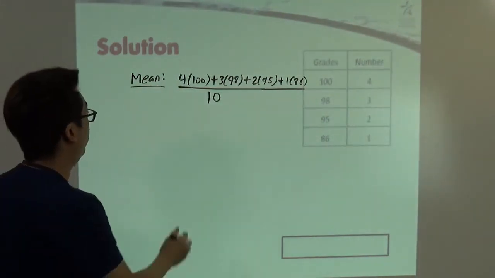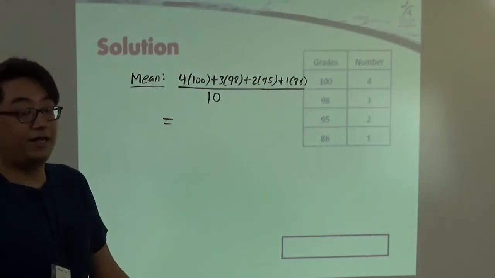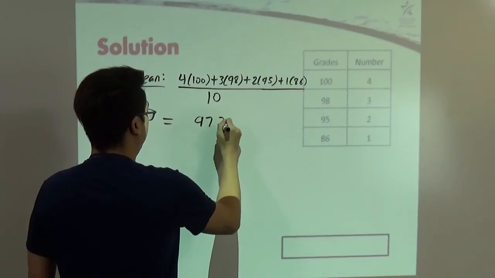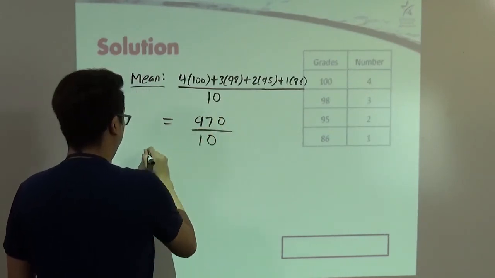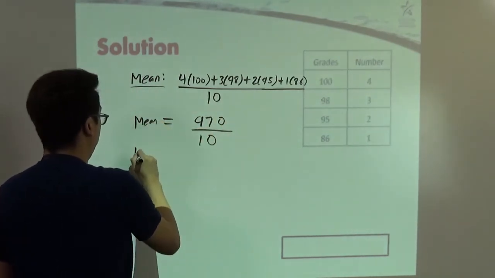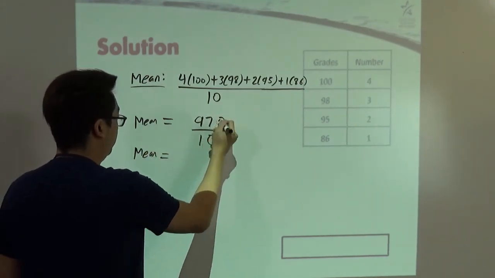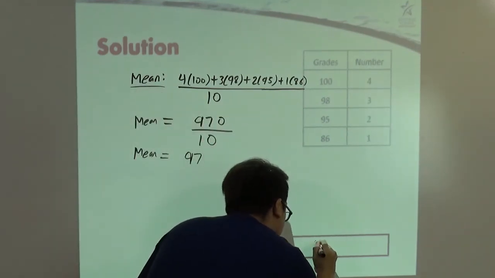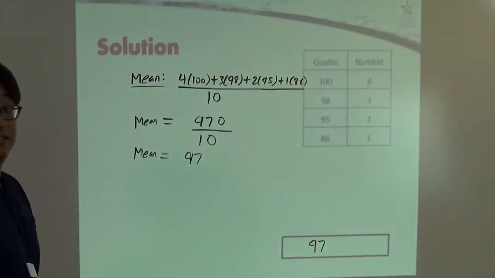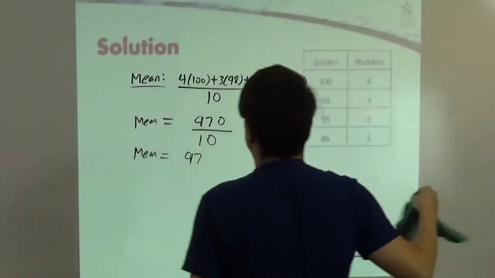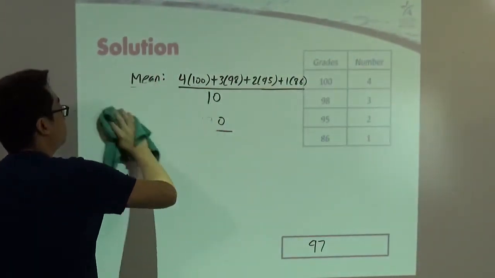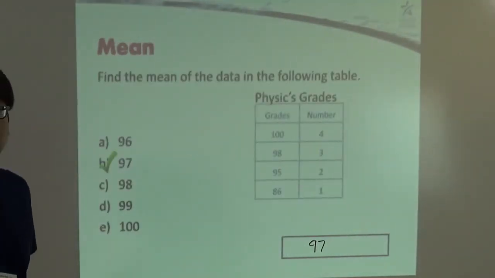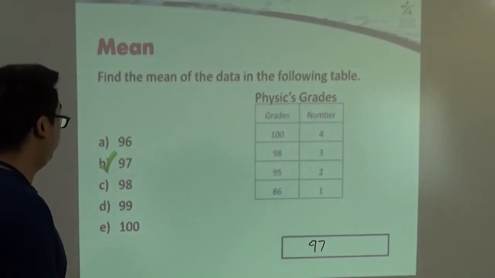So now, you'll probably be allowed to use a calculator for this type of question. If you add up all the top, you should get 970. And if you divide that by 10, your mean should be 97. So the mean, the average of all the grades, would be a 97. Let's see, that's our answer. There we go. 97, right?